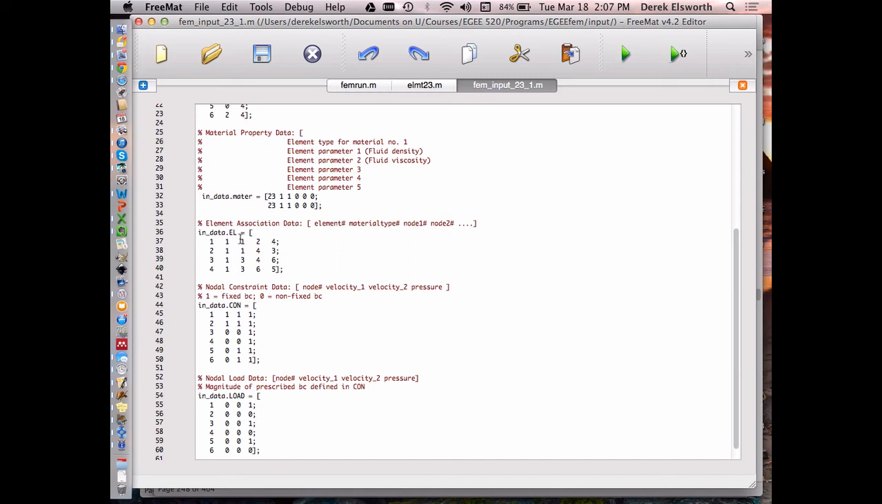And element 1 is nodes 1, 2, and 4. Element number 2 is 1, 4, 3. Element number 3 is 3, 4, and 6. The other one. So we have those.